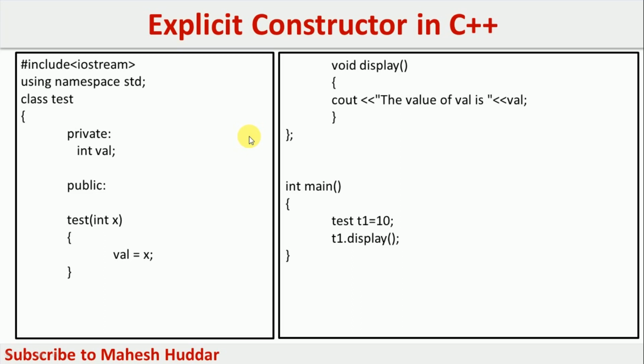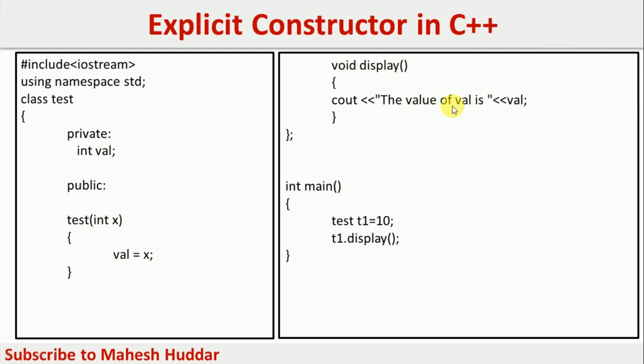This is a simple example for explicit constructor. We have included iostream and then the standard namespace is used here. A class Test is created with one data member called val, and then we have created a constructor. That's a parameterized constructor, you can say. It will accept one parameter, that is int x, an integer type. That x will be set to val, the data member in this case. After that we have written one member function which will display the value of that data member, val here.